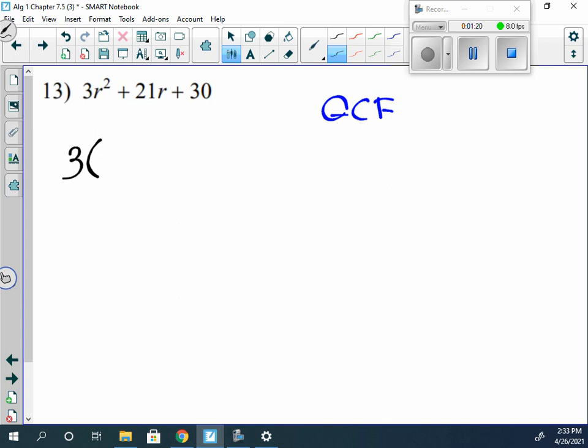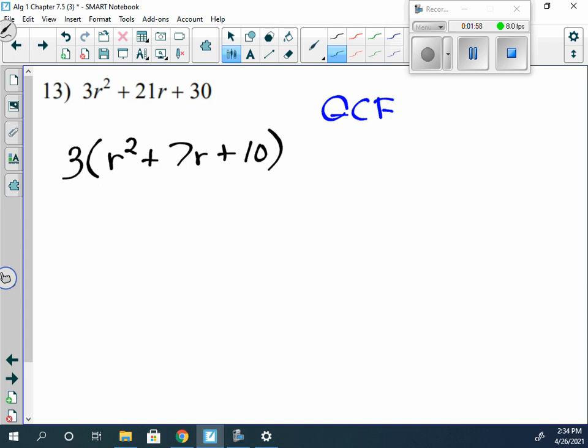Well, 3r squared divided by 3 would be r squared, because 3 divided by 3 is 1. Plus 21 divided by 3 is 7, then we'd have r plus. So if there is a number, a greatest common factor between all three terms, then we're going to factor it out. We're going to do this first. Okay.